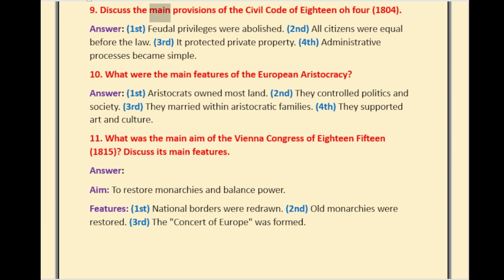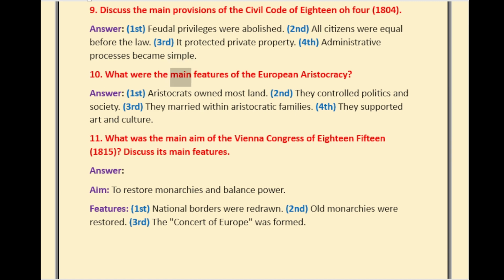9. Discuss the main provisions of the Civil Code of 1804. Answer. First, feudal privileges were abolished. Second, all citizens were equal before the law. Third, it protected private property. Fourth, administrative processes became simple.